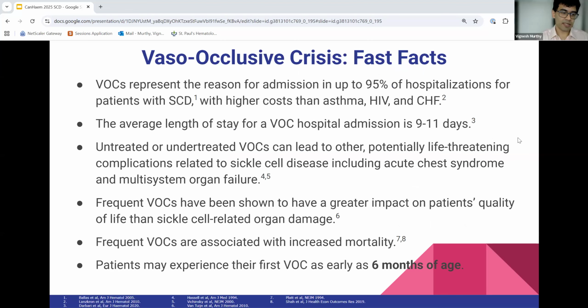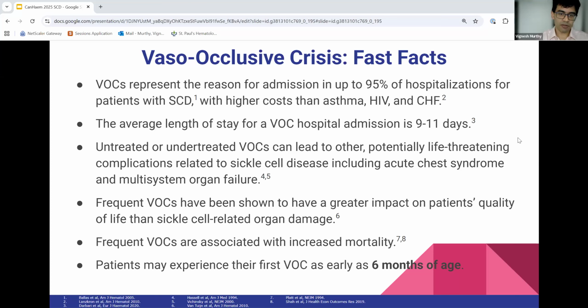I say fast facts, but there are like 6 facts on this page, sorry. Vaso-occlusive crises represent the reason for admission in up to 95% of hospitalizations for patients with sickle cell, with higher costs than asthma, HIV, and CHF. And I'll get into that on the next slide. The average length of stay in the States is 9 to 11 days. In Canada, I think our data suggests that's a little bit lower. I think we have an average of maybe 5 to 6 days, but it's still pretty long.